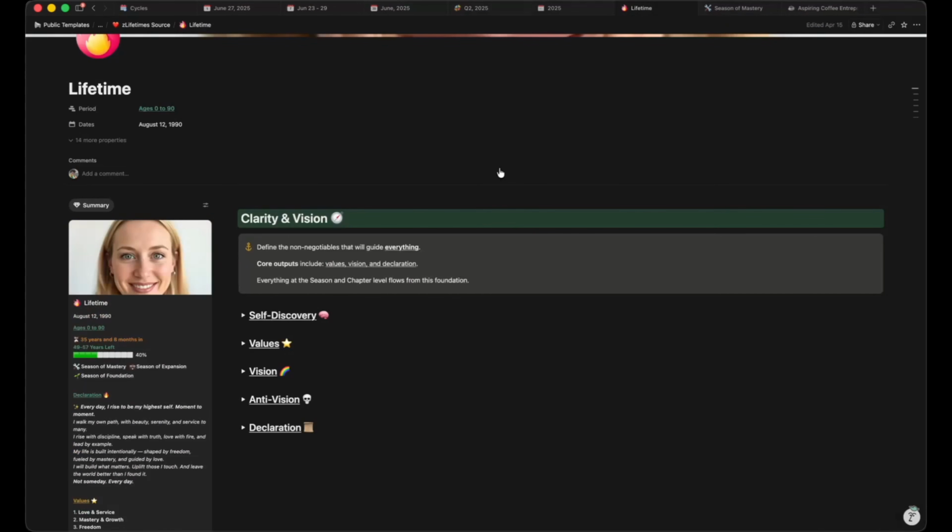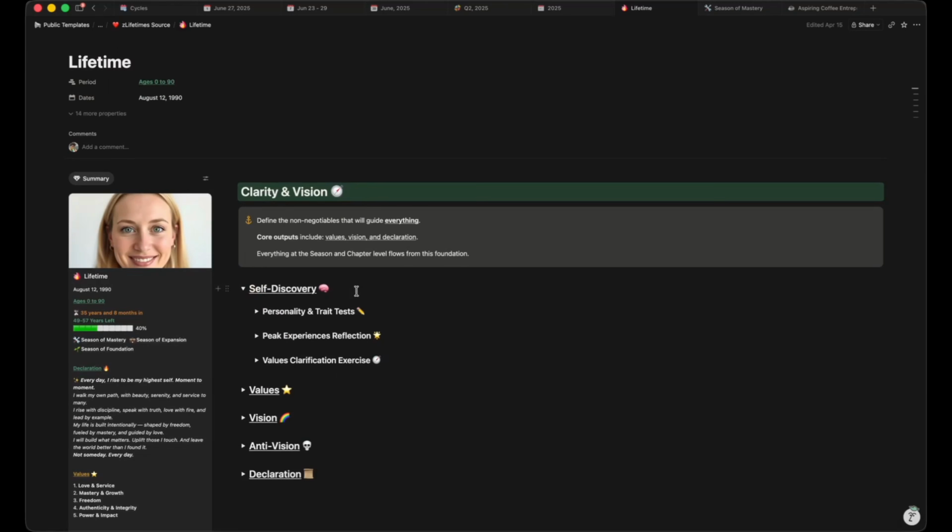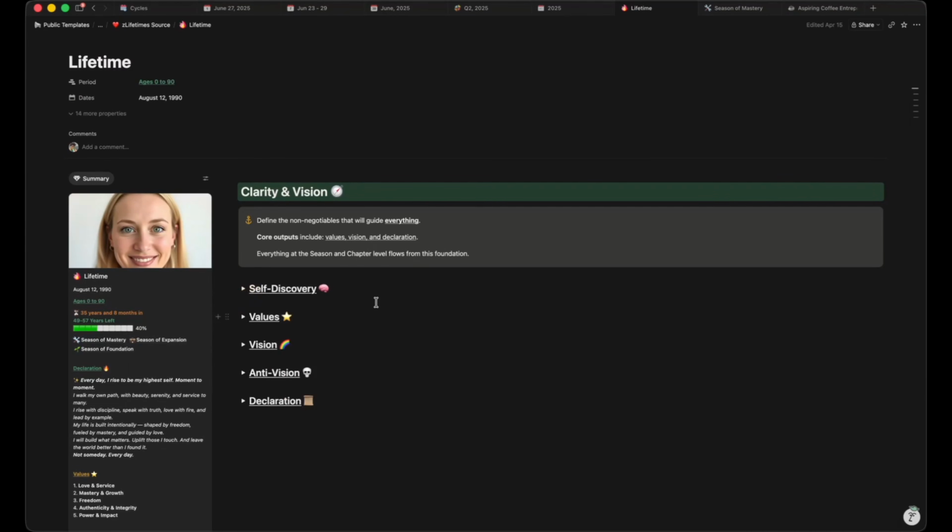I'm totally going to fly through these. Lifetime is going to be quite lightweight. The reconnect section is really going to be the self-discovery section. You can't reconnect with anything higher than lifetime, but you can definitely do some reconnection with yourself via personality tests or reflection on your core values. And this is really what we want to get at the level of lifetime. We want to define some non-negotiables that are going to guide everything. So these would include your values and a very brief vision statement that captures the fundamentals.